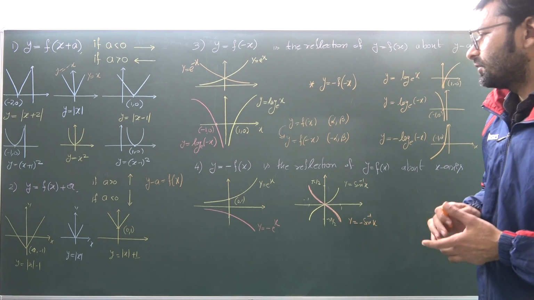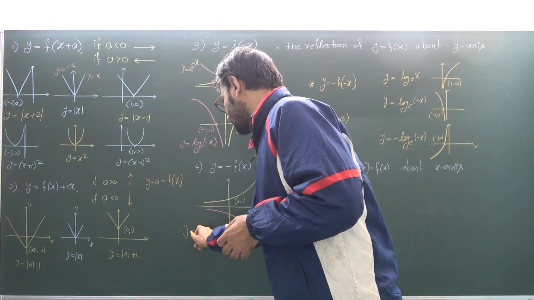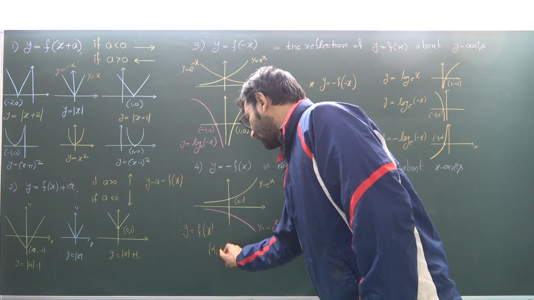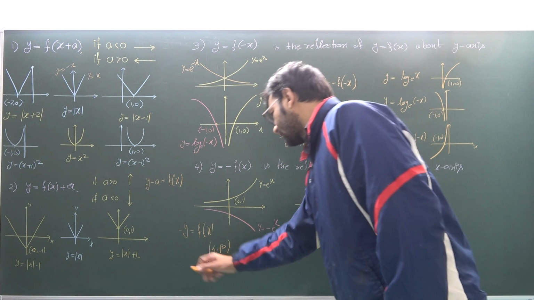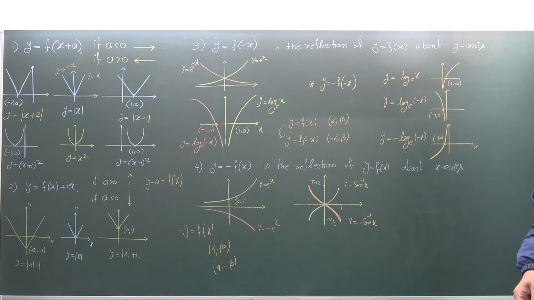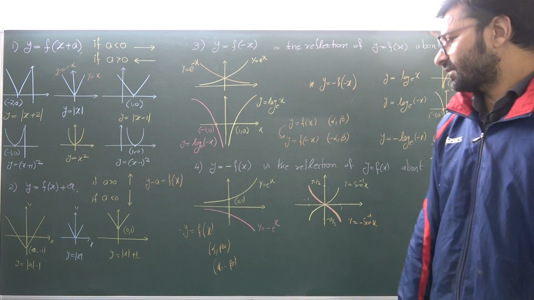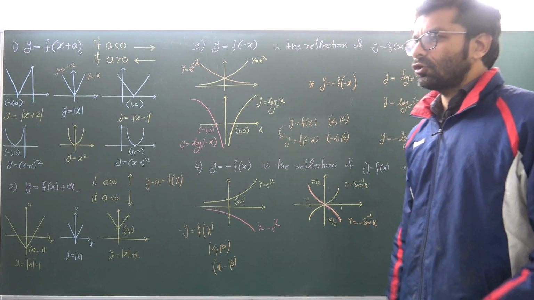Fourth case, y equals minus f(x), which means minus y equals f(x). So in the case of (alpha, beta), earlier, now it will be (alpha, minus beta). If you keep your x constant, y will be multiplied by a minus sign, which means y equals minus f(x) is the reflection of y equals f(x) about the x-axis. Suppose y equals e raised to power x, take the reflection of this graph about the x-axis. This is y equals minus e raised to power x. In this particular case, the domain wasn't affected.